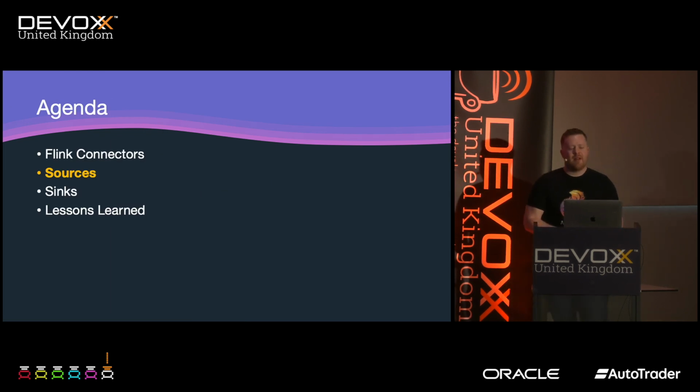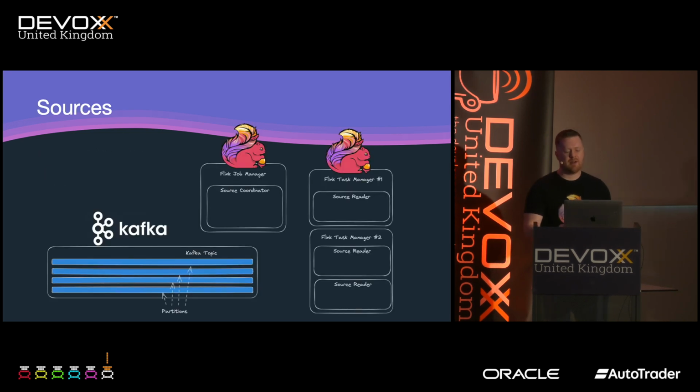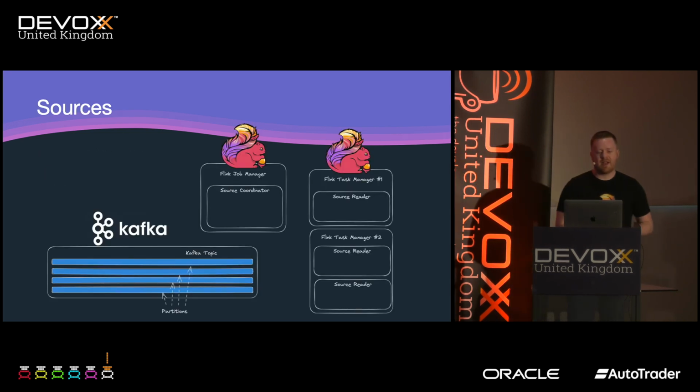So now we've covered the connector ecosystem and how you use them. We're going to go through how they work, in case you want to implement your own connectors or you're just interested in how they work under the hood. For this, we're going to look at the Kafka connector as a standard, typical connector.